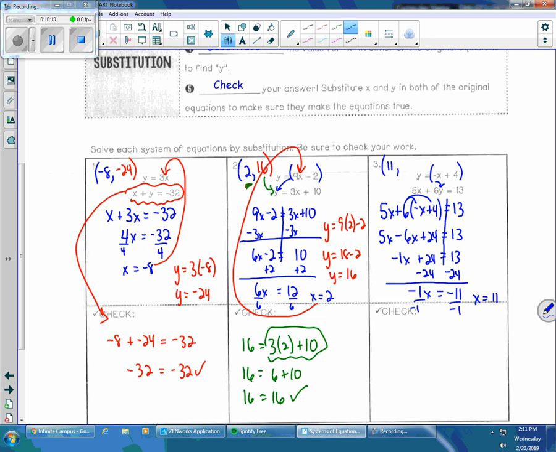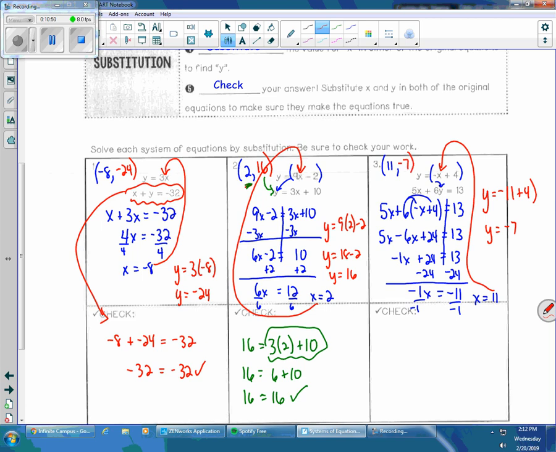I'm going to plug in what x equals to the top equation. It's going to be easiest to solve that one because I already have y all by itself. So y equals negative 11 plus 4. If you're not great with integers, grab your calculator and plug in negative 11 plus 4. Negative 11 plus 4 is negative 7. So I'm going to say my y value should be negative 7.